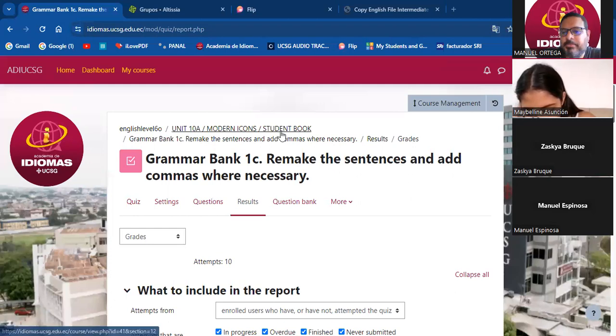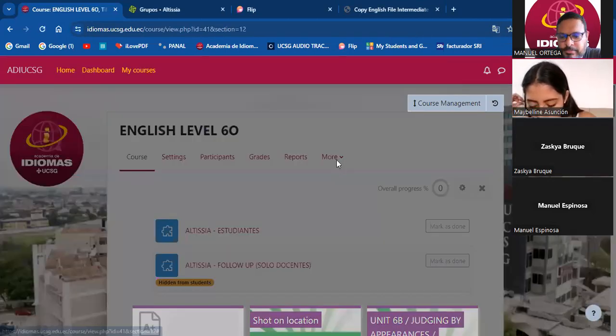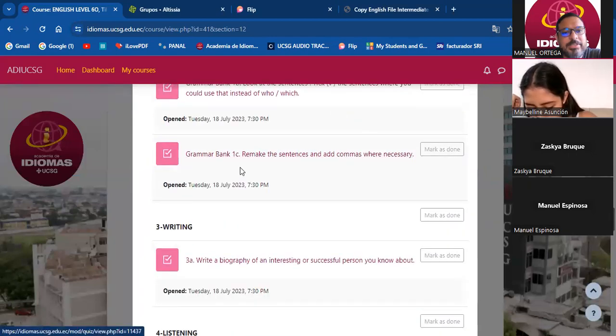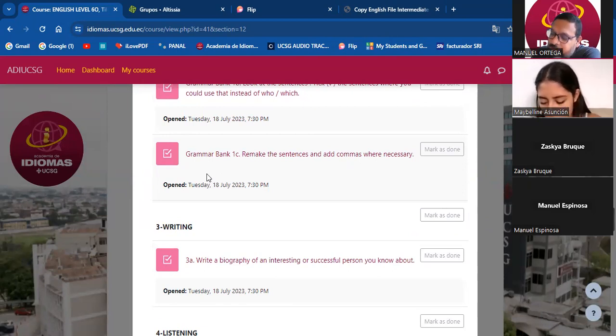Okay, let's continue. Going back to the main page. Remember, we are working in Unit 10A. And with that activity, we finish the section of grammar, with Grammar Bank 1C. The next section that we got is writing. And there we have the activity 3A. Let's take a look what they are asking for.